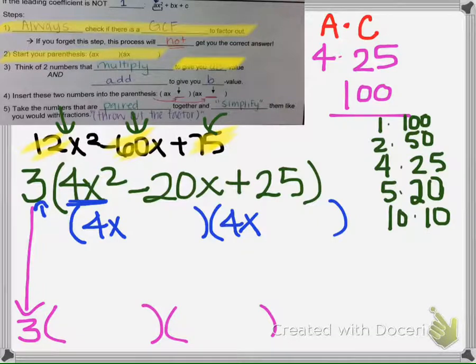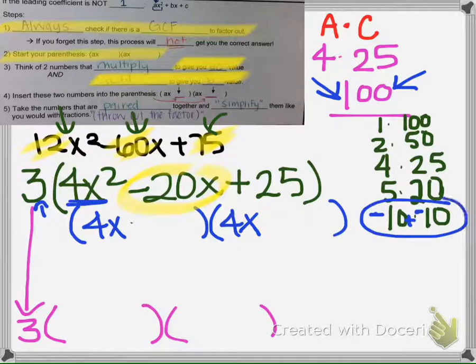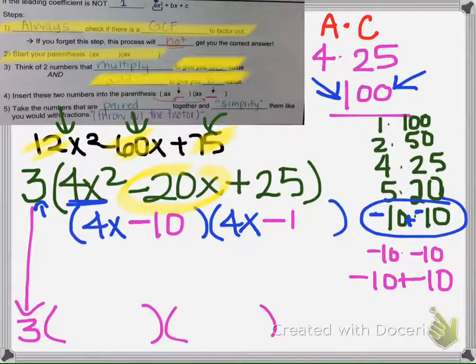And we need to pick which factors would multiply to 100 but add to our b value, which here is negative 20. So since they have to add to a negative, I know one of them has to be a negative, but since it has to multiply to 100, they both have to be the same signs. So if I made both of them negative 10, negative 10 times negative 10 is 100, and negative 10 plus negative 10 is negative 20. So that is going to work. So I'm going to insert my negative 10s here.